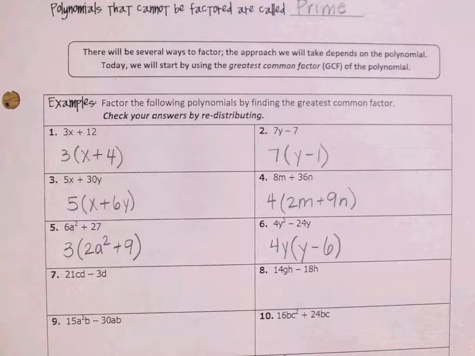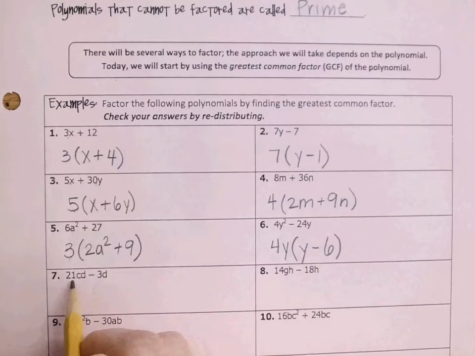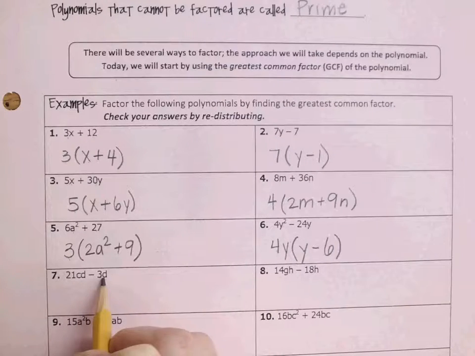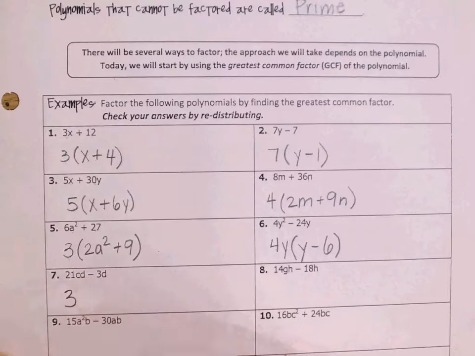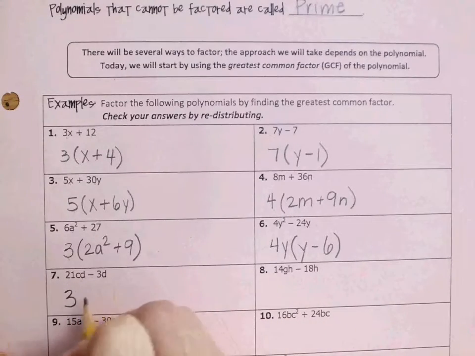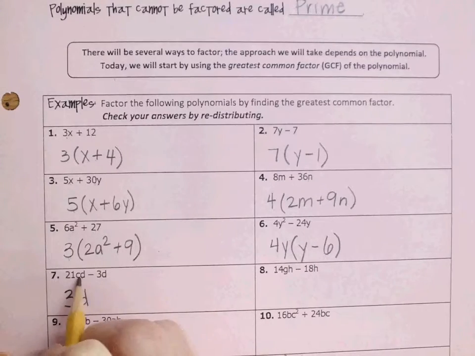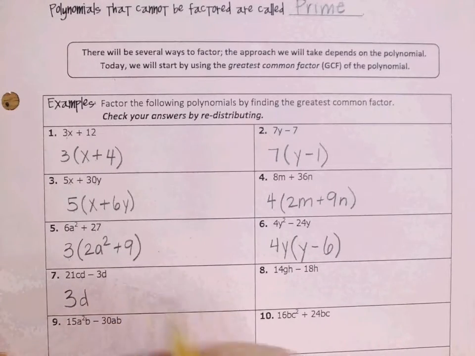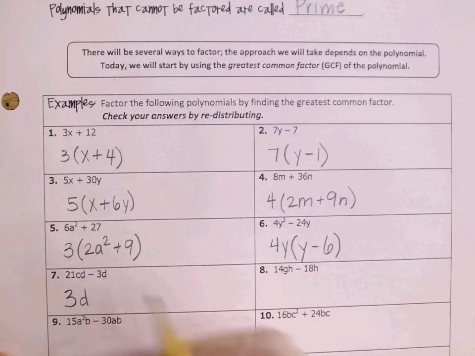Let's go ahead and try 7. So I have 21CD minus 3D. Again, taking a look at just the coefficients, the GCF between the coefficients is going to be 3. Then look at your variables. The largest variable that goes into both is going to be D. So I can divide a D from each term and not come up with a negative exponent.